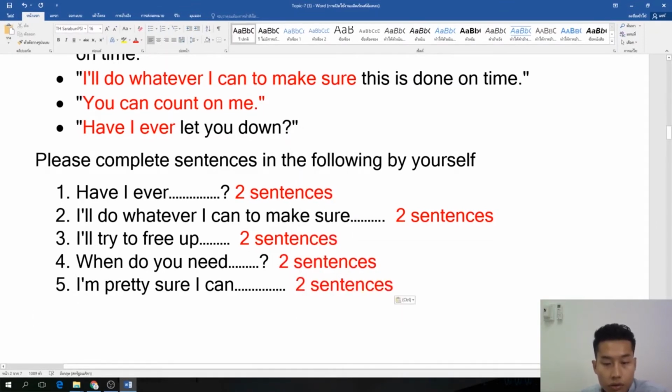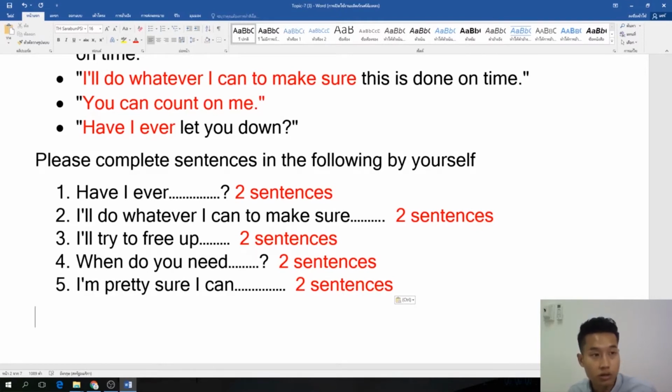Okay, right now 2, 4, 6, 8, 10. Have I ever is 2 sentences, and I will do whatever I can to make sure, 2 sentences. I will try to free up, 2 sentences. When do you need, 2 sentences? Yes, I'm pretty sure I can, 2 sentences. So I will give around 10 minutes for the exercise. All the exercise has to be your own, or you can figure it out from outside as well, but it should not come from what we have studied at the moment, because we are trying to sharpen your brain and practice by yourself as well. Okay.